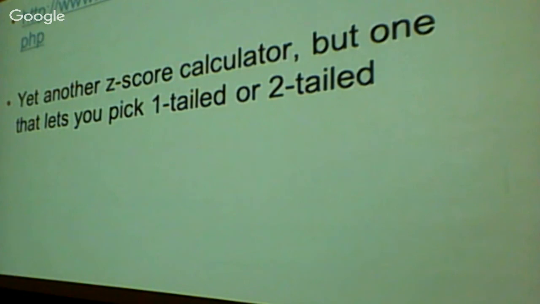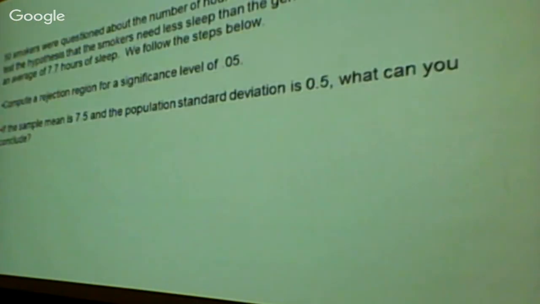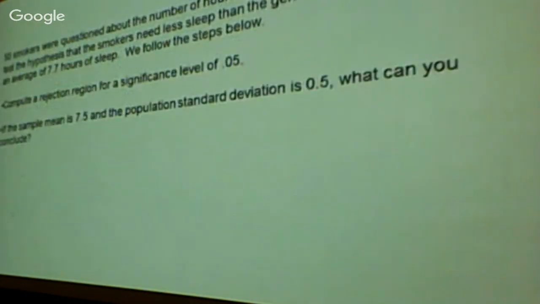You can use this z-score calculator online. I like this one because you can pick a one-tailed versus two-tailed and see how it plays out. And I've got one big homework question here, and that's the solution, and a couple of ones over there. So try them out and see what you think.